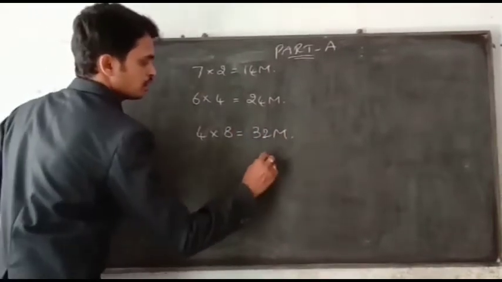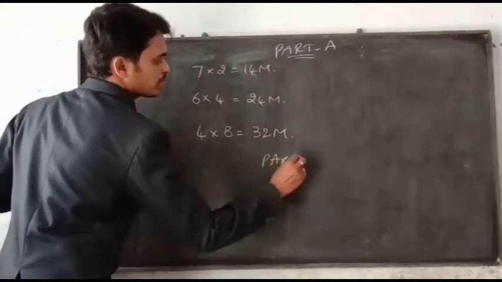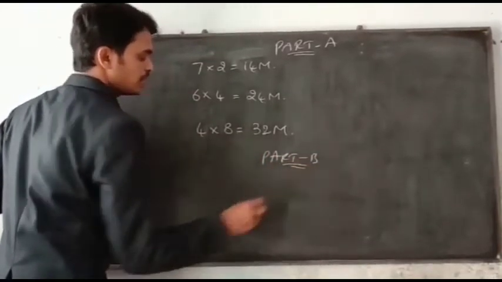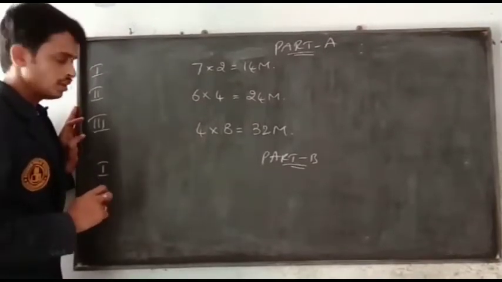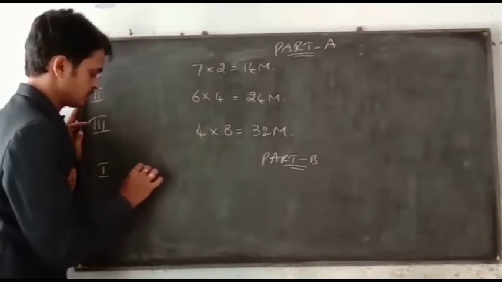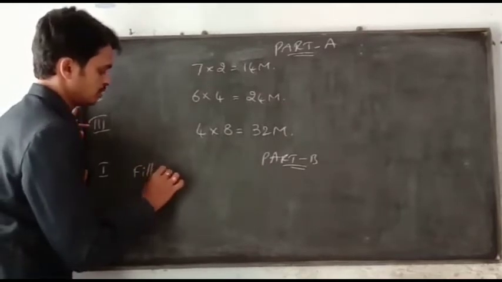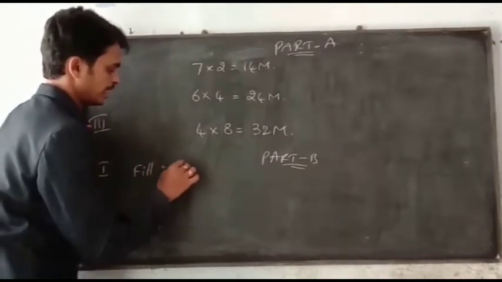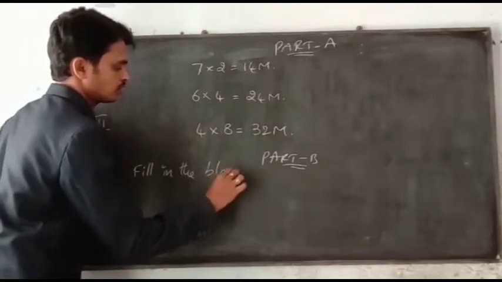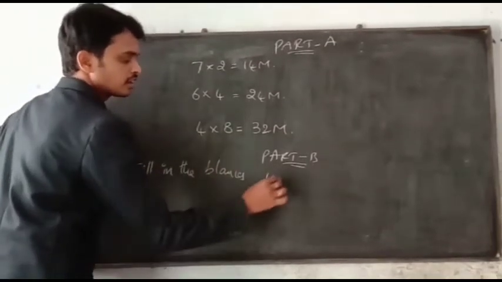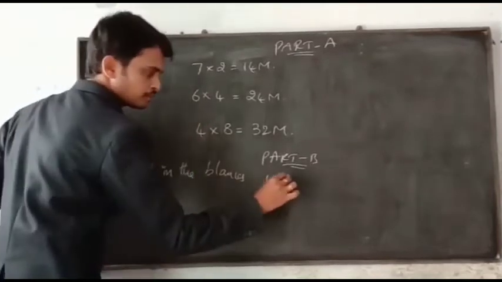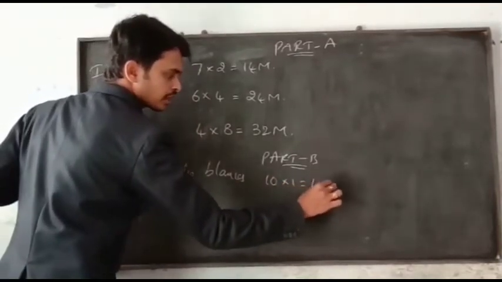And next, part B. Part B consists of only one bit. That is fill in the blanks. How many fill in the blanks? 10 fill in the blanks are there. Each carries 1 mark. So it has 10 marks.